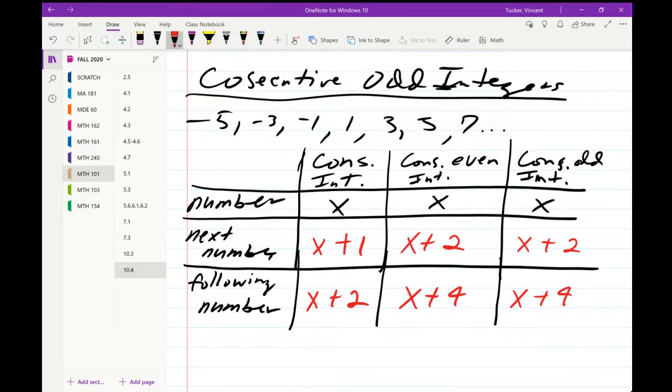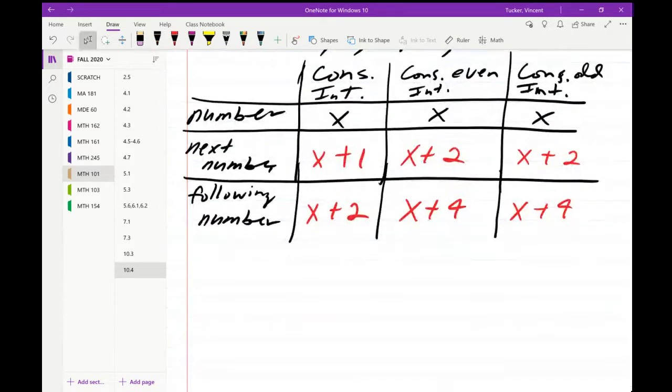It's about how many spaces are between my two numbers. So to go from 1 to 3, I have to add 2 to it. To go from 3 to 5, I have to add 2 to it, and so on. So consecutive odd integers and consecutive even integers have the same space between their numbers, and so you'll use the same relationship. All right, so let's try to use that.